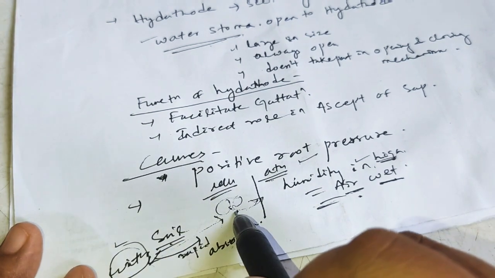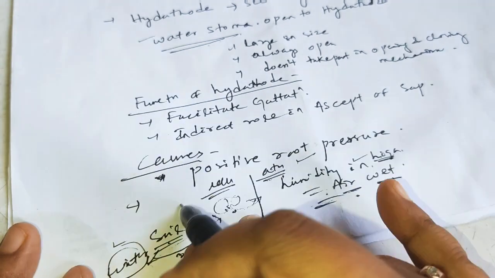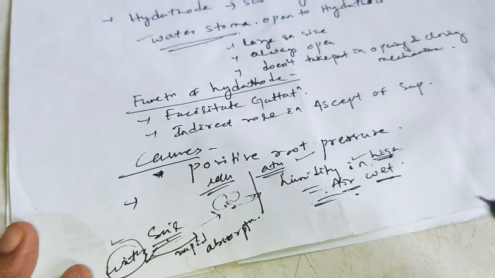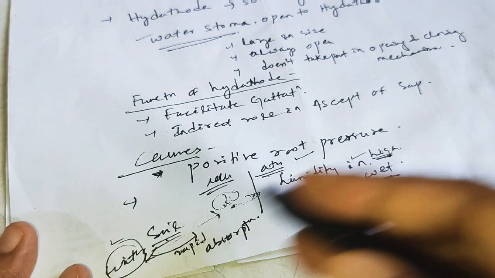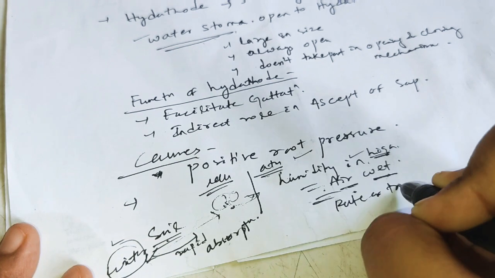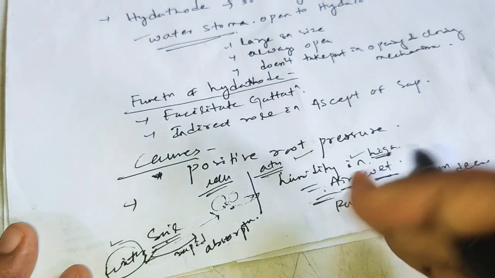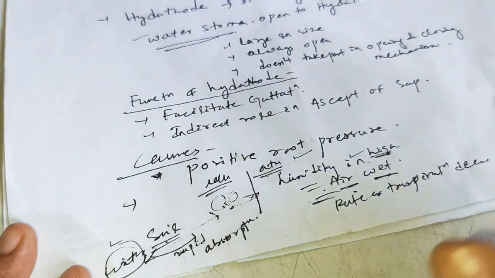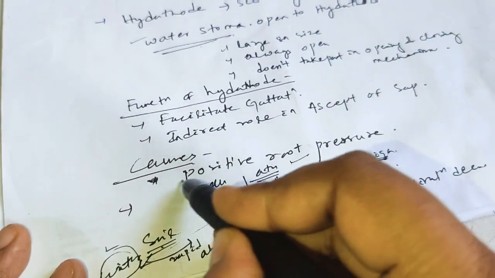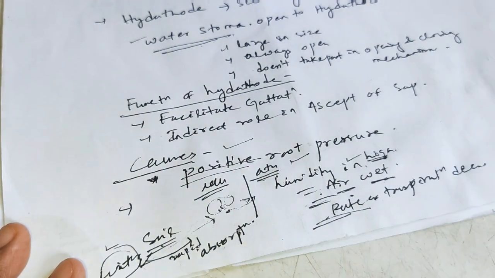So inside the cell the water level is high, and the atmospheric air also contains high water. In that case what happens to the rate of transpiration? The rate of transpiration automatically decreases. Okay, the rate of transpiration decreases. That means the excess water does not evaporate outside. Okay, in that case what happens? Now a positive root pressure is created due to the check of water evaporating outside.